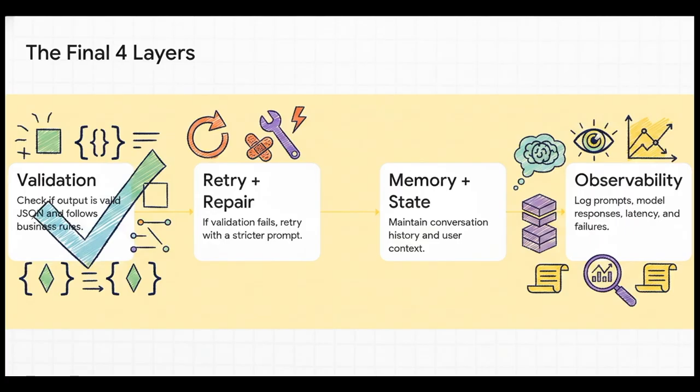Now for the outbound side. This is where things get really cool. Layer 4 validation is mission critical. It checks the output. Is it valid JSON? Does it follow our rules? If not, Layer 5 retry and repair kicks in. It can automatically try again or even tell the model, hey, you messed that up, fix it. Layer 6 is memory, which stops the AI from having amnesia about the conversation. And finally, Layer 7 observability logs everything so we can actually see what's going on under the hood.